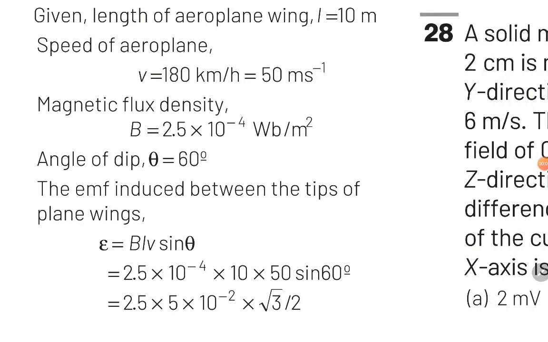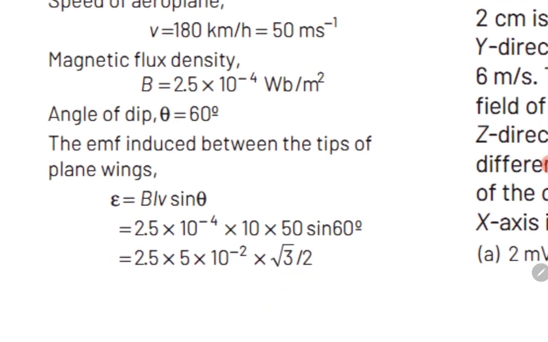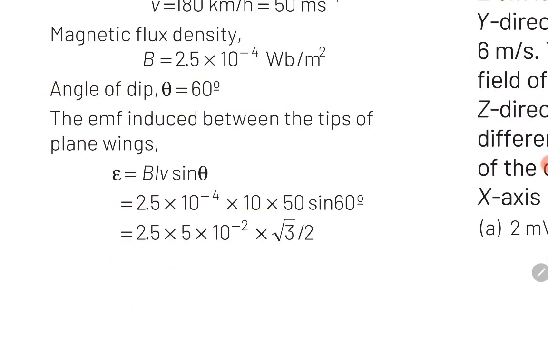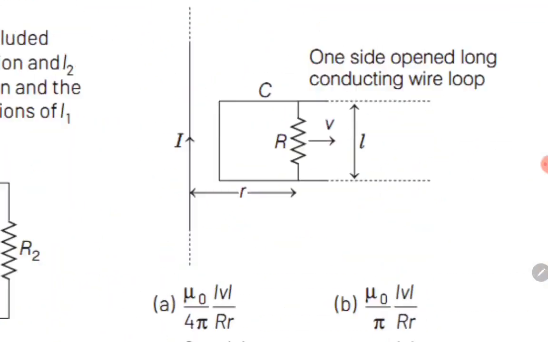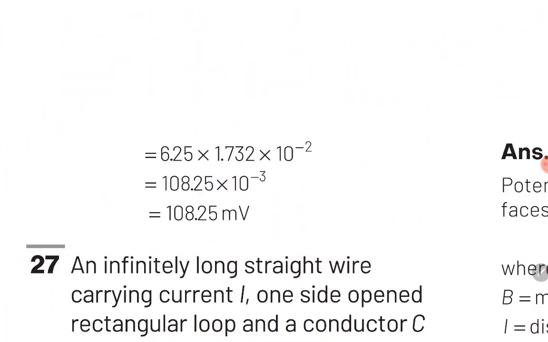Yes students, so we'll start this question by converting the velocity of the aeroplane into meter per second. For this we'll multiply 180 kilometers per hour by 5 by 18, and therefore the answer is 50 meters per second. After this, we'll use the formula of motional EMF. Motional EMF is equal to BLV sin theta. Guys, in this case, theta is 60 degrees. Magnetic field B is 2.5 into 10 raised to minus 4. Length is equal to 10 meters and velocity will be 50 meters per second. Guys, on substituting all the values, we'll obtain the final answer for motional EMF as 108.25 millivolts. So guys, this is our final answer.